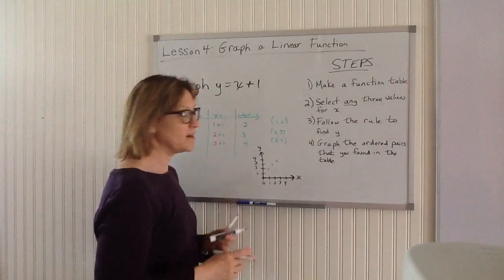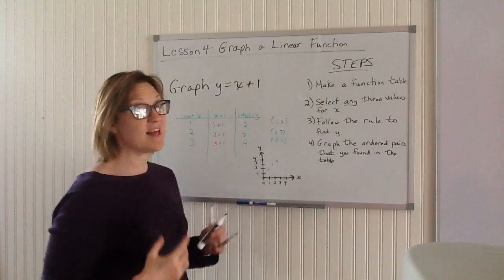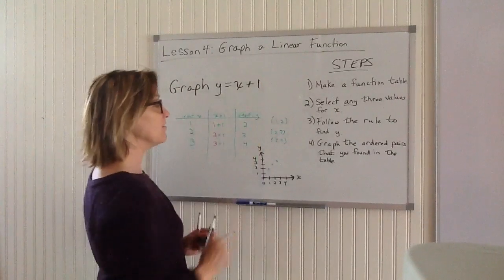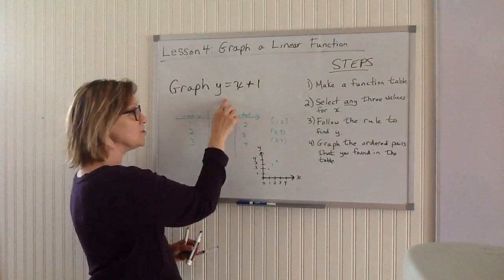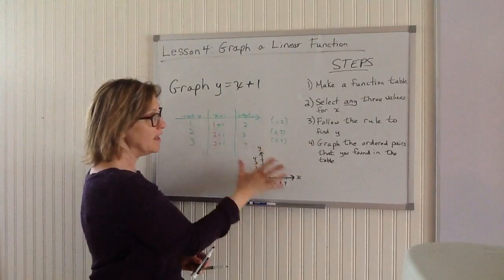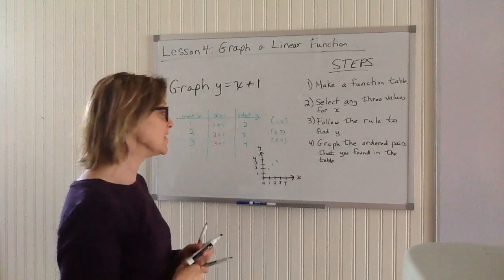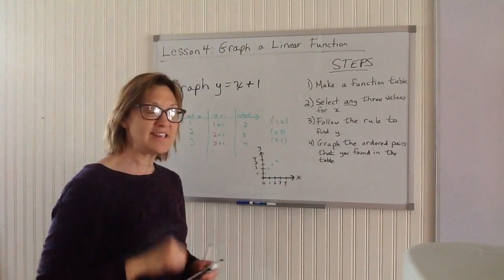So these 3 coordinates would end up becoming a line, and this is my linear function. So we could look at linear functions as an equation, we can see them in a table, and we can graph them and see them as a line as well. All right, that's the end.